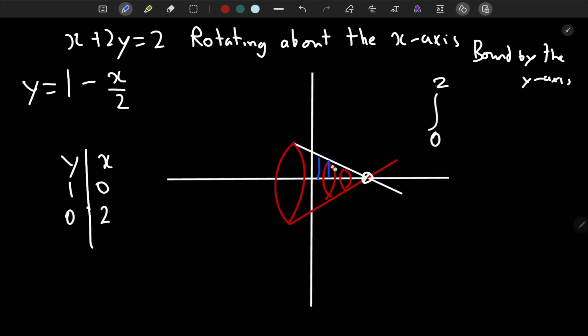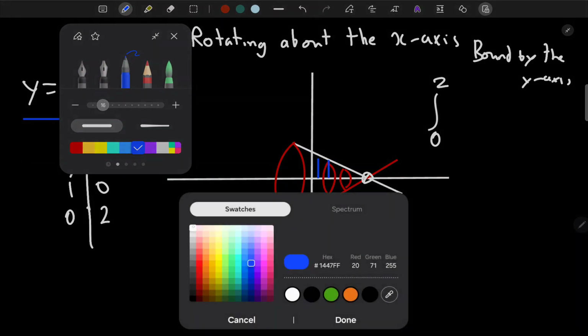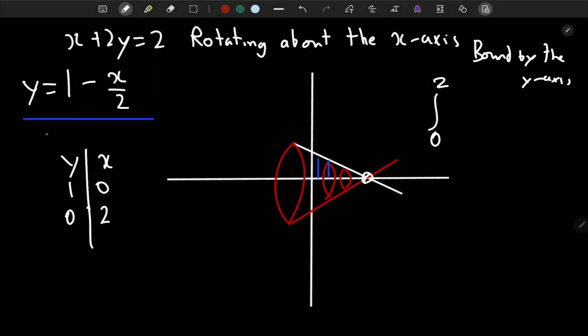Oops, that's not going there. So how many disks do we have? Every radius is going on the line, right? Which line is equal to this part over here. So we can say that our radius here is simply the line of equation in terms of x. So it's going to be pi, I'm going to take pi outside, and then r squared here is going to be (1 minus x over 2) squared dx, and that's simply it.